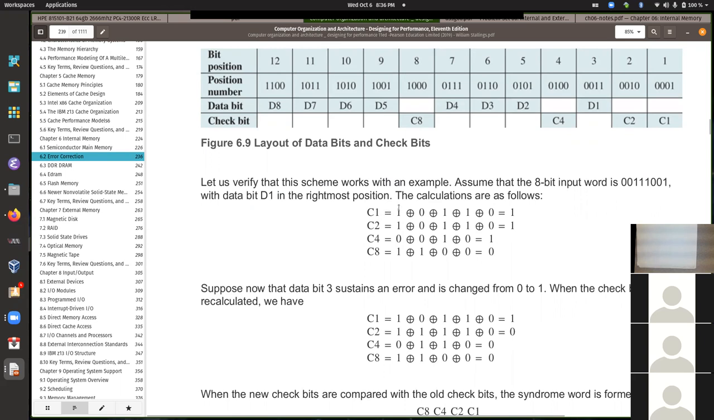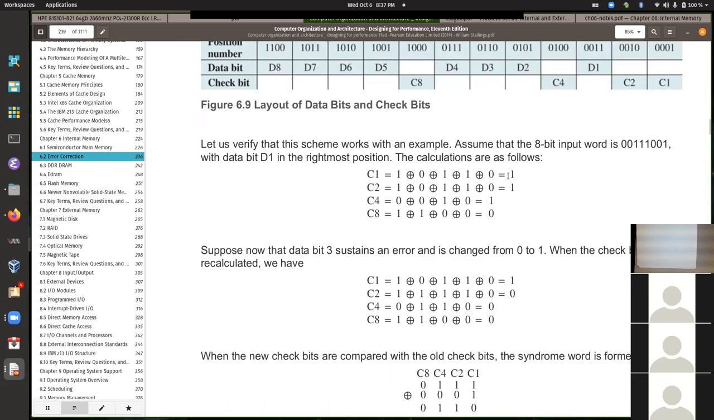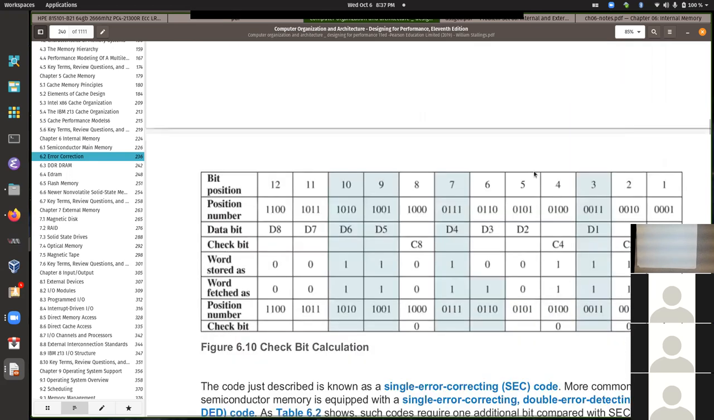So check bit 1 is the XOR of these. Since there's an odd number of ones, we end up with 1 for check bit 1 in the digits that it's XORing together. And then we got a 1 here and 1 here. And then a 0 for the last one, right? This table is doing the same thing that we talked about for this example here.